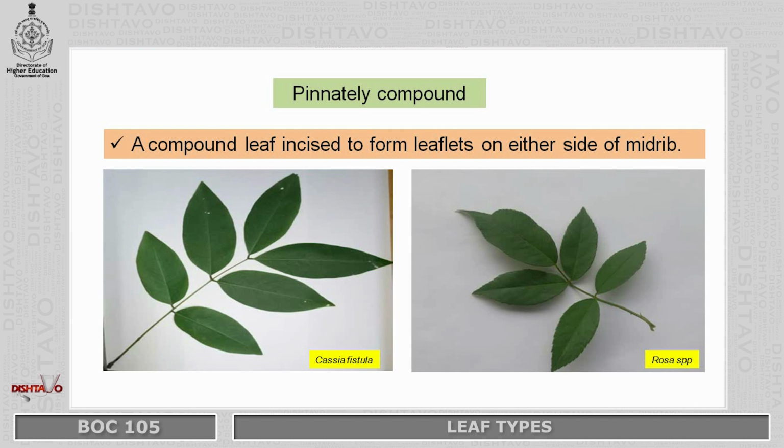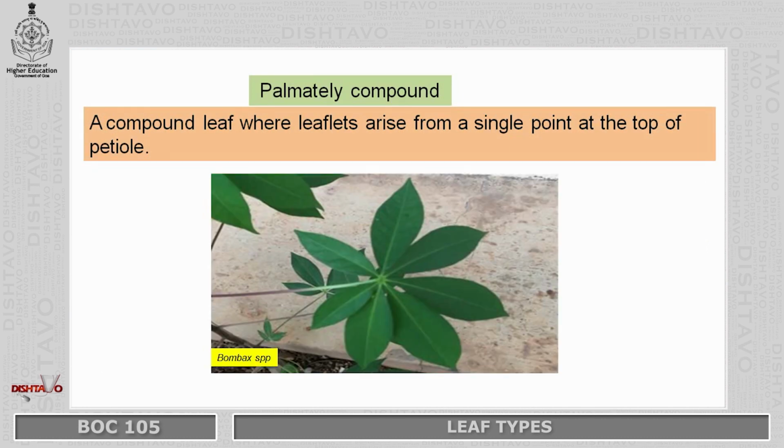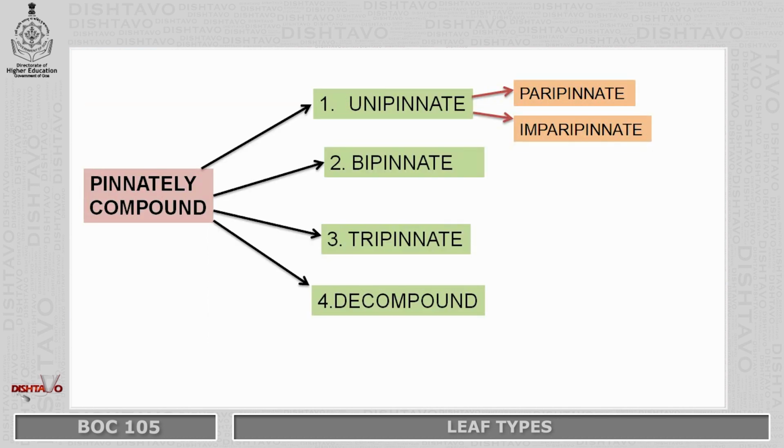Now what is a pinnately compound leaf? A compound leaf incised, again I am repeating, to form leaflets which are on either side of the rachis or the midrib. A palmately compound leaf is an incision of the compound leaf wherein the leaflets are arranged at the top of the petiole. Now pinnately compound leaves are of four types. We can see unipinnate, bipinnate, tripinnate and decompound leaves.